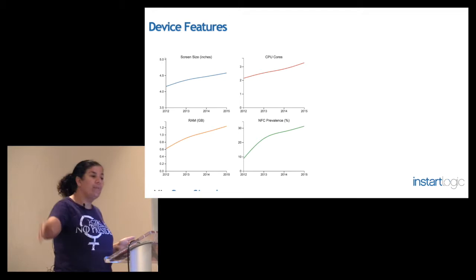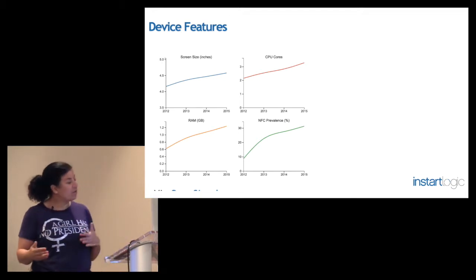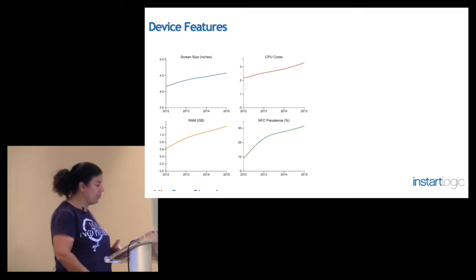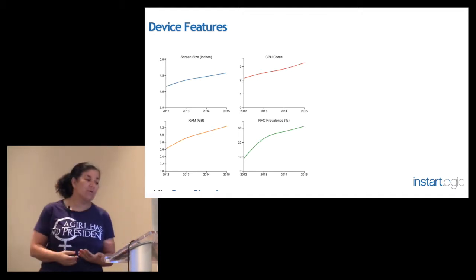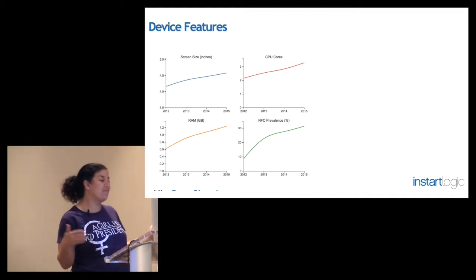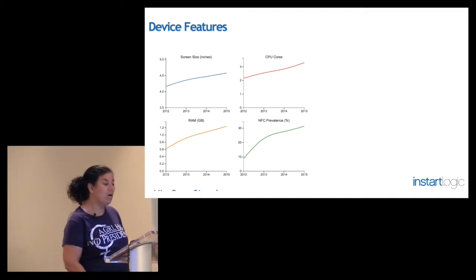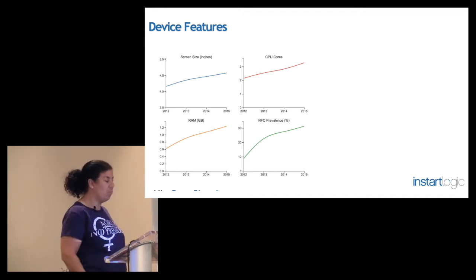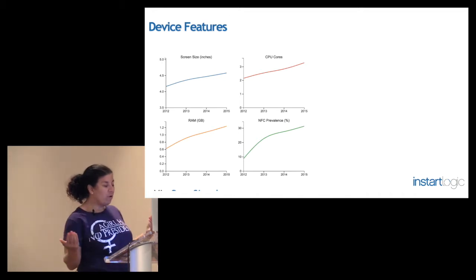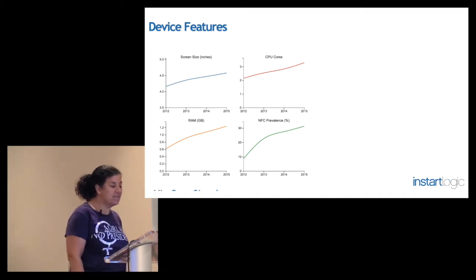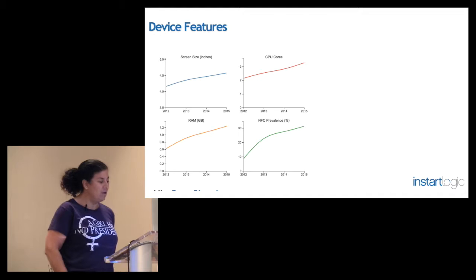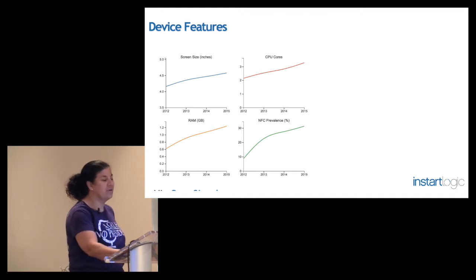So feature phones are improving. They're definitely going up and to the right. So screen sizes are increasing, but some people like smaller screen sizes. CPU cores are increasing. We're now on average at 2, but I'm not sure if that's just the developed, wealthier markets. RAM is going up. At the left-hand side, it says 0.6, and now we're on average at 1.2. And NFC prevalence is also increasing.